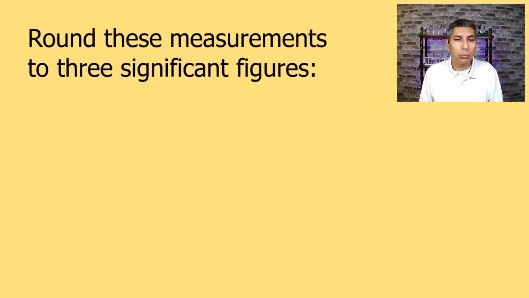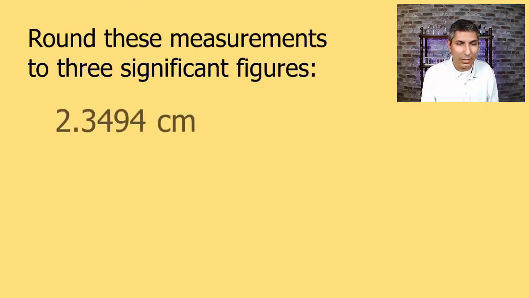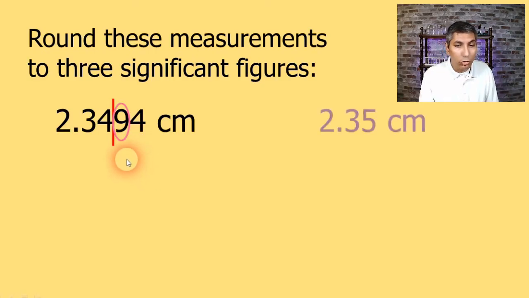So let's practice rounding a few measurements to 3 significant figures. Let's see if we can do this. So here we have a value 2.3494 centimeters. If we're going to round off to 3, that means we have to stop after the third significant figure. So 2, 3, and 4 are significant, and we stop there, and we use the 9 for rounding purposes. And since that 9 is a 5 or higher, we're going to round up, aren't we? So this gets bumped up to 2.35 centimeters.